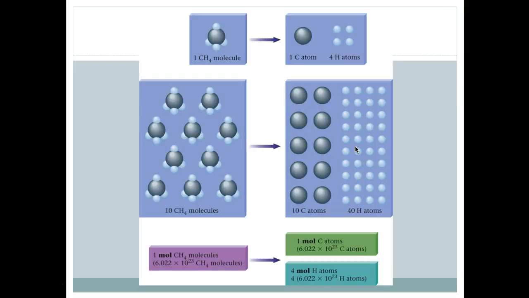This same concept applies to molecules. Take a CH4 molecule, for instance. A single CH4 molecule contains 1 carbon atom and 4 hydrogen atoms. If I have 10 CH4 molecules, I have 10 carbon atoms and 40 hydrogen atoms. If I have a mole of CH4 molecules, I have 1 mole of carbon atoms and 4 moles of hydrogen atoms, or 6.02 times 10 to the 23rd carbon atoms and 4 times 6.02 times 10 to the 23rd hydrogen atoms. Let's look at this in the context of a problem.